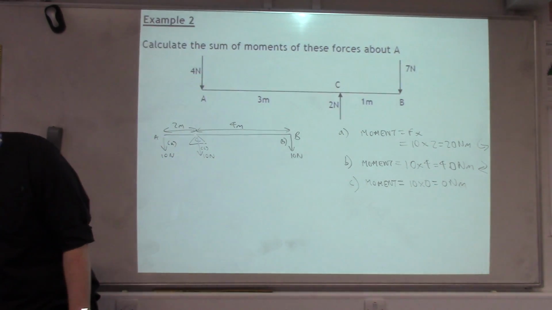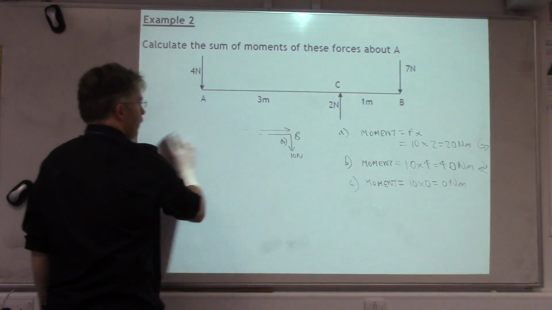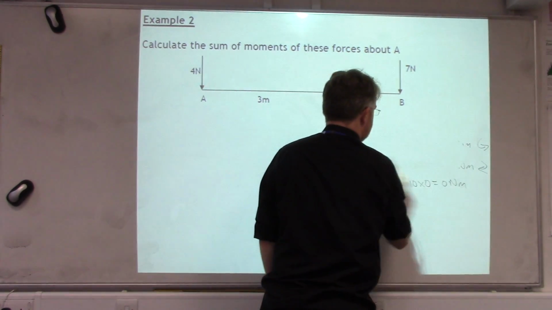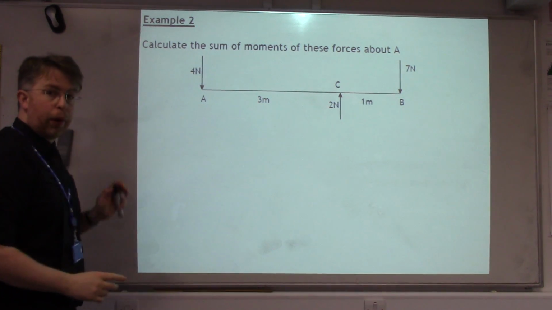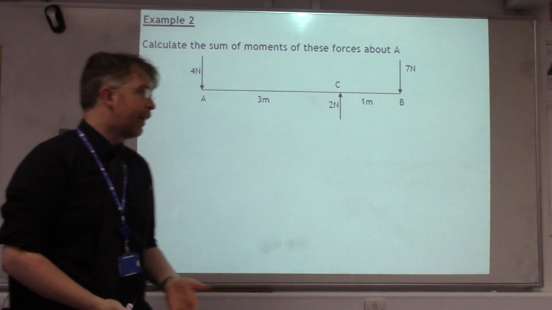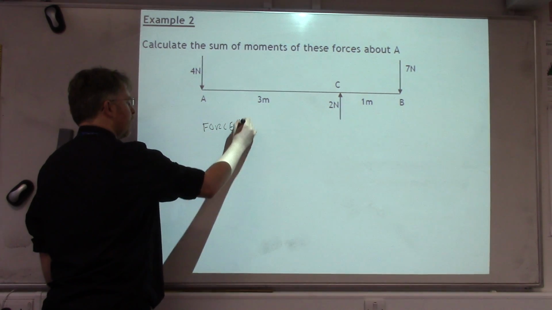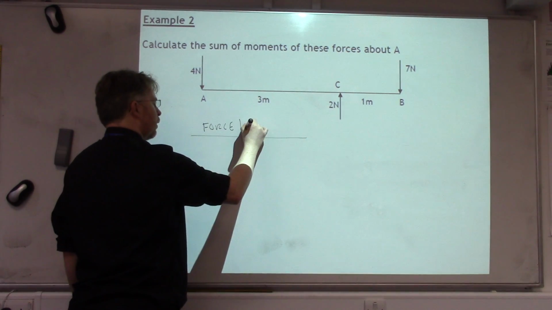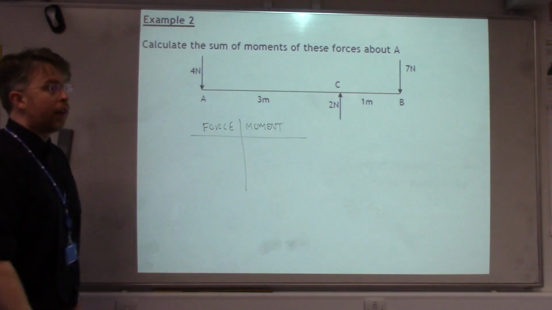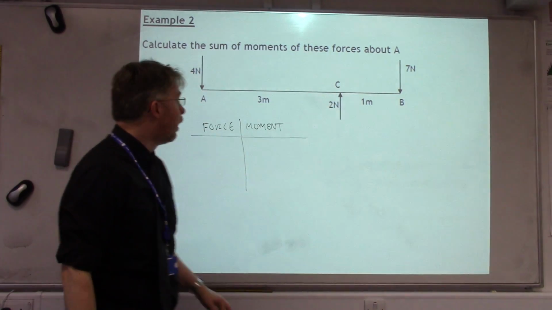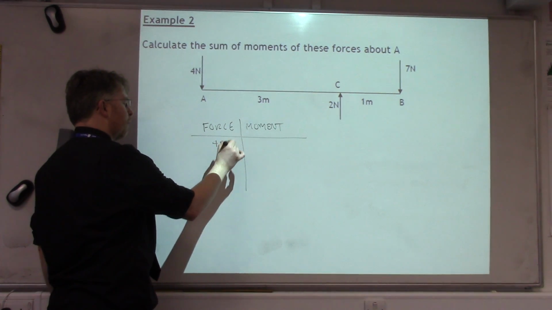Example 2. Now very often we need to do the sum of moments. Now when we're doing the sum of moments, I like to draw a table for it. So force, moment. Now we're doing the moments about A. Now there are 3 forces, 4 Newton, 2 Newton and 7 Newton.